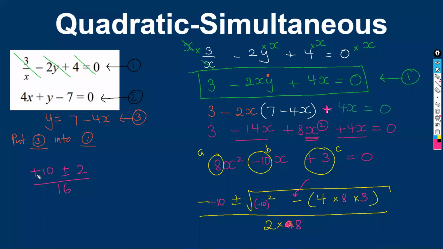All right. So 10 plus 2 is 8. 8 divided by 16 is a half. 10 minus 2 is 8. Sorry. 10 plus 2. Sorry. Oh, I should have said it. 10 plus 2 is 12. 12 divided by 16 is 0.75, better known as 3/4, and the next answer is a half.